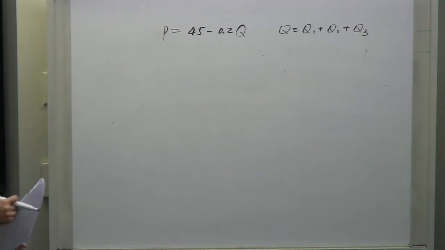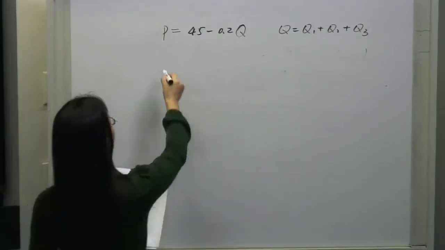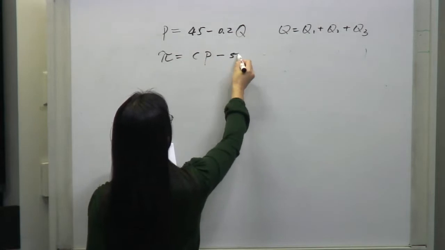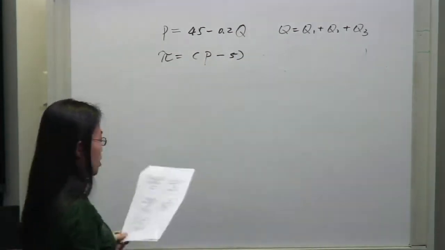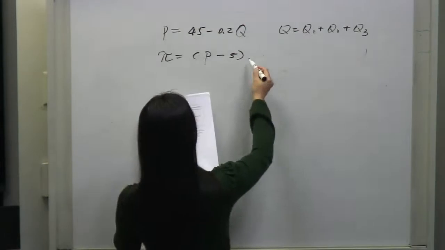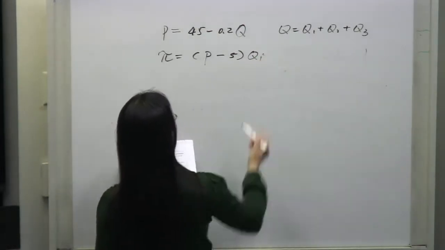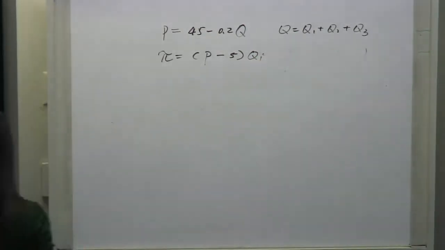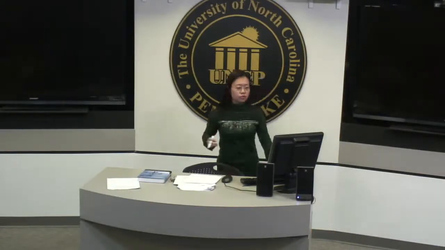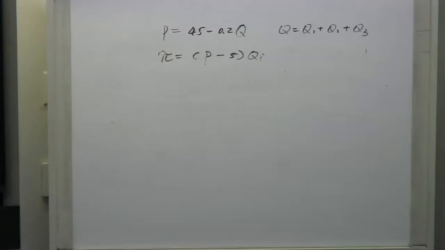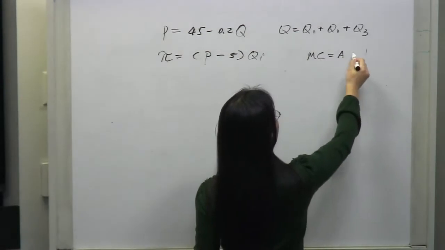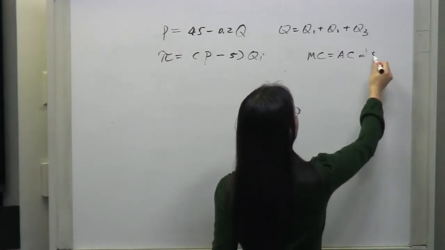Then we have the firm's profit, which is equal to price minus the marginal cost and the average cost, multiplied by Qi. So this 5 here is the marginal cost and also the average cost.